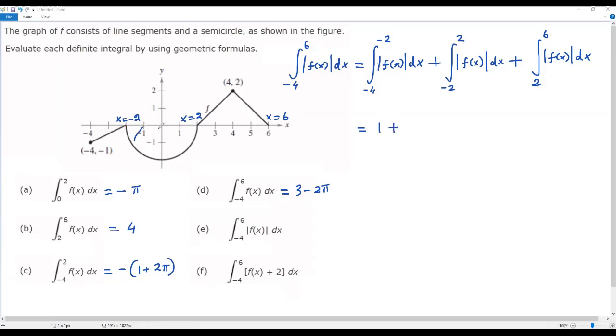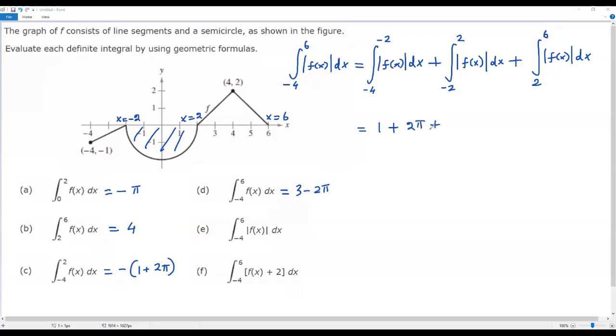Now from negative 2 to positive 2, we have a semicircle, and this region is also below the x-axis. First let's find the area of this semicircle. That is 1/2 times pi times the radius squared, where the radius of the semicircle is 2. So we get 1/2 times pi times 4, which is 2 pi as the area of this semicircle. In the previous case, we took the area as negative 2 pi because the region is below the x-axis. Since we have the absolute value of f of x, even though the region is below the x-axis, the area has to be considered as positive, that is 2 pi.